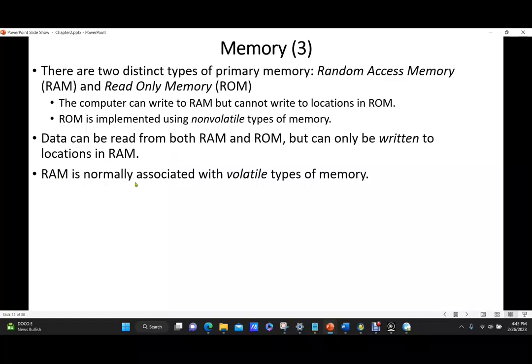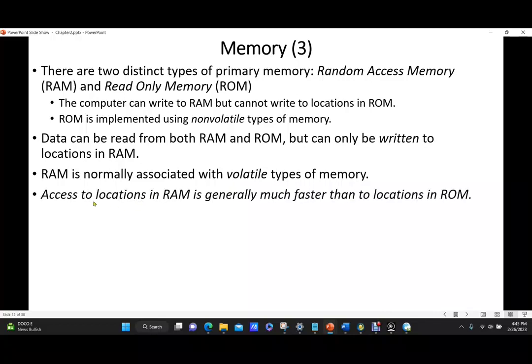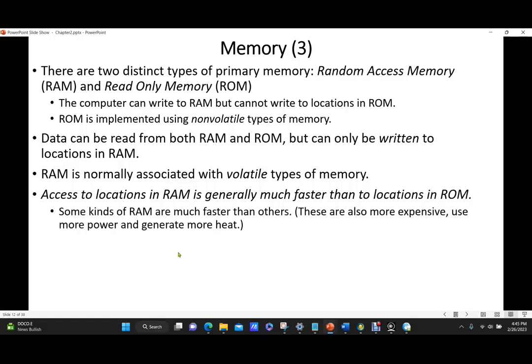RAM is normally associated with volatile kinds of memory. Access to locations in RAM is generally a lot faster than locations in ROM. Some kinds of RAM are faster than others. Faster RAM tends to be more expensive, tends to use more power, and produces more heat.